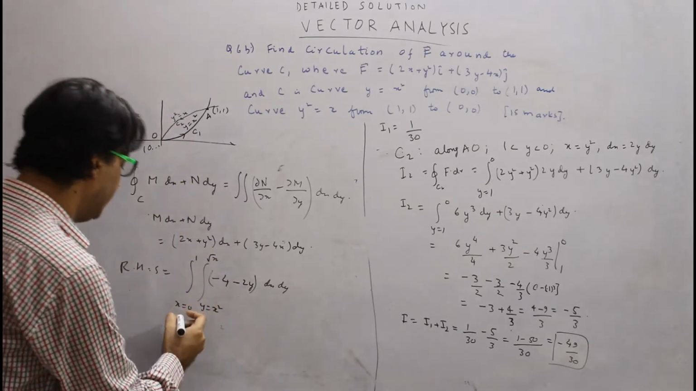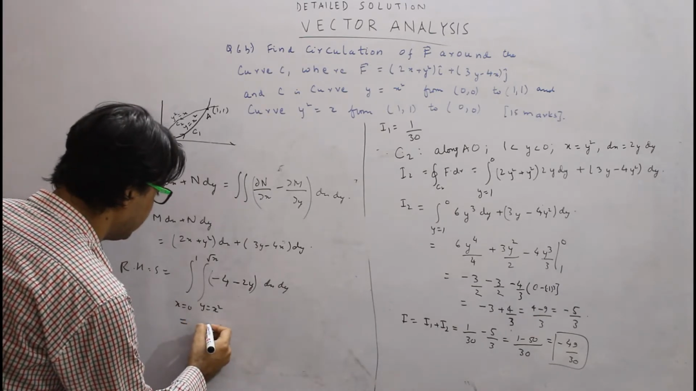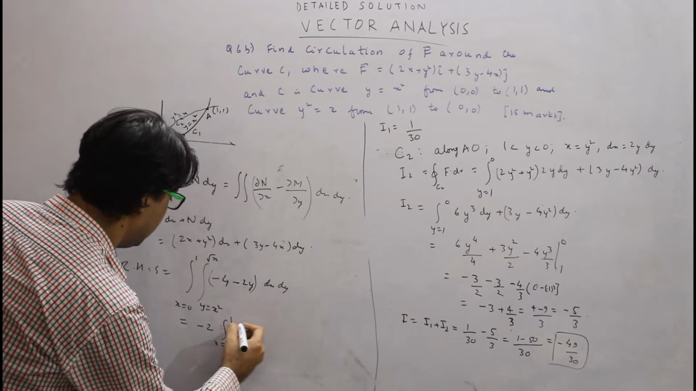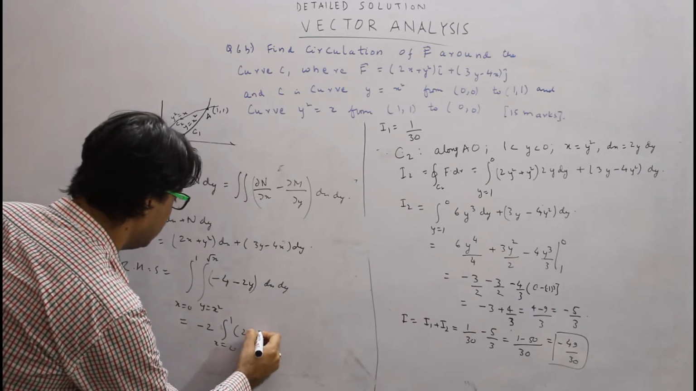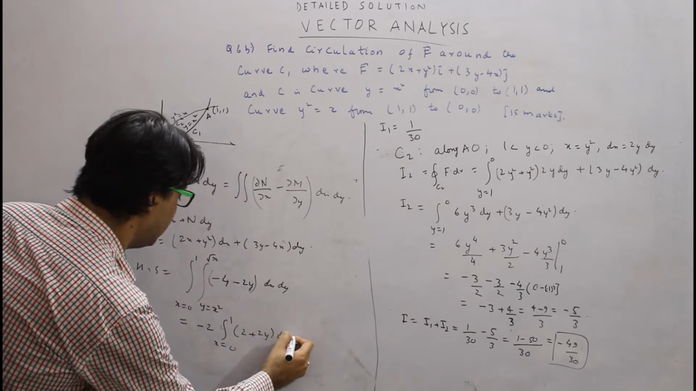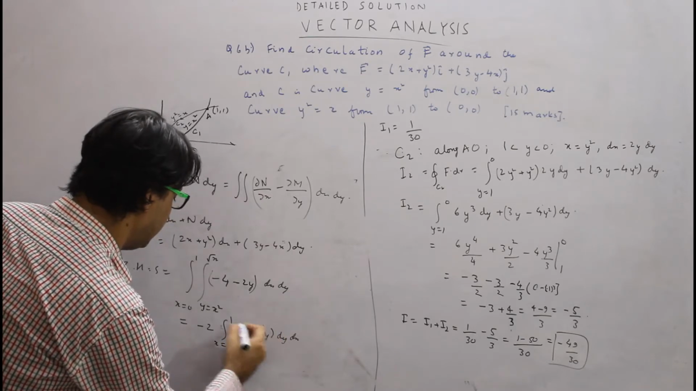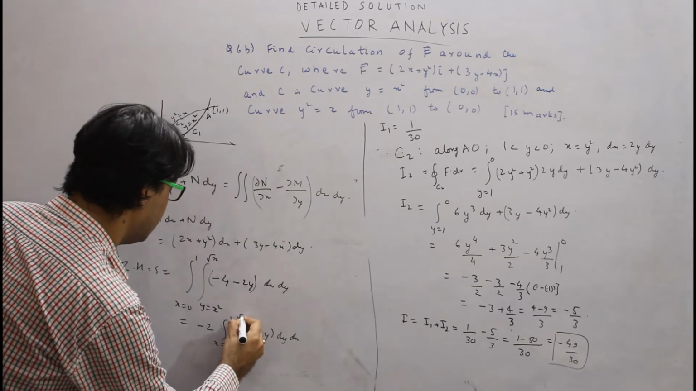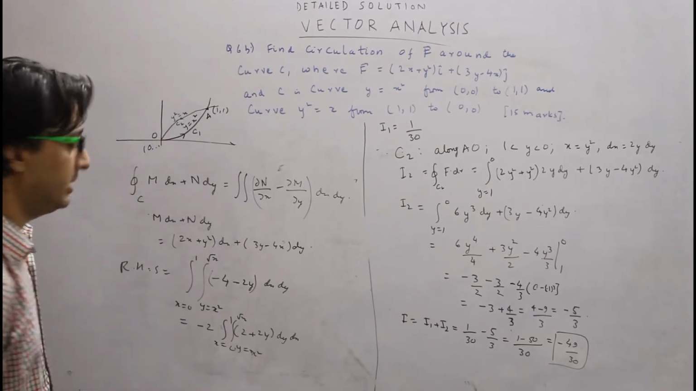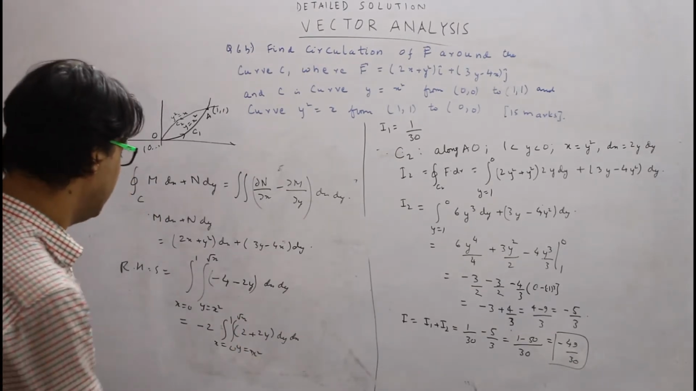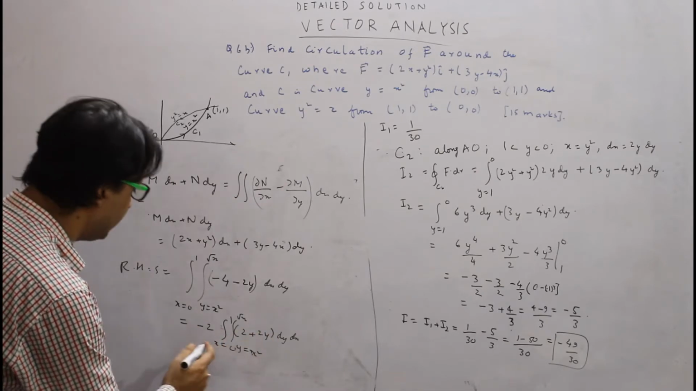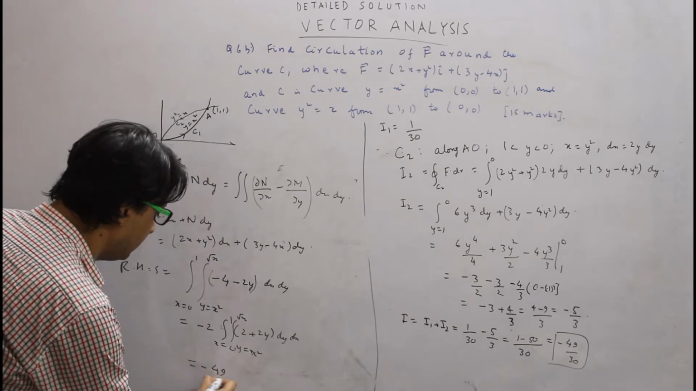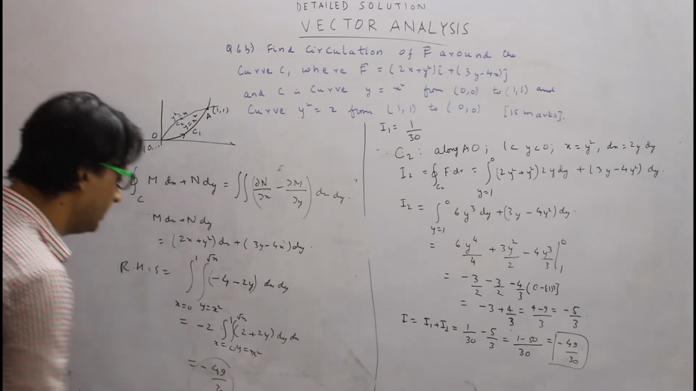So if we integrate this, this becomes minus 2, and x goes from 0 to 1, and we can write this as the integral of 2 plus 2y dy dx, and the integration of y gives x square to the power x root x. So we can find this. Through this, if we verify, we will get the answer as minus 49 by 30. So if you verify this, you will get this answer.